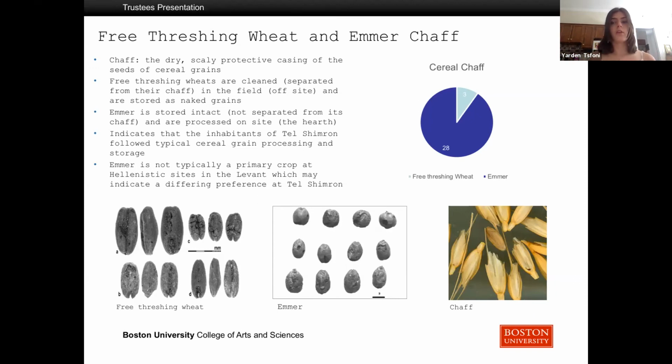So this is a perfect way of understanding cooking practices at Tel Shimron and may suggest that emmer was an important cereal to this region, marking it as unique from other sites. The next interesting crop is flaxseed.